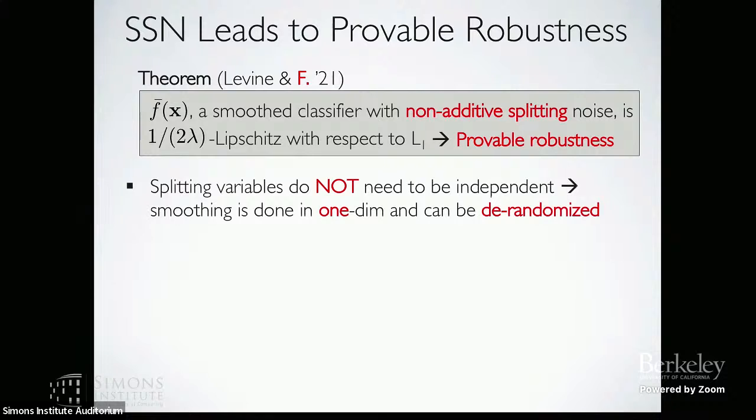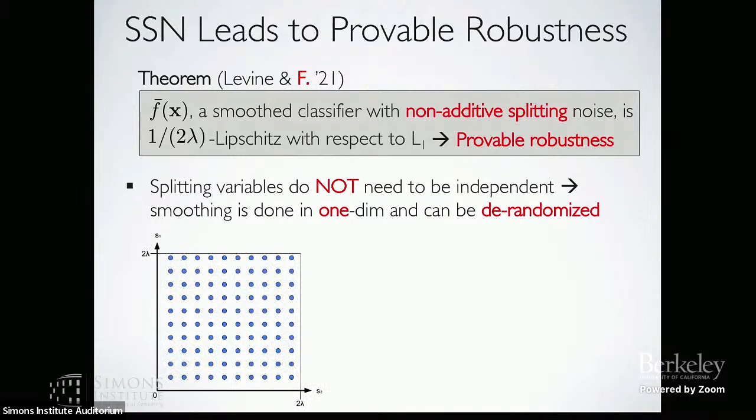But probably more important than this result is the following property. The splitting variables do not need to be independent. Therefore, smoothing can be done effectively in one dimension and can be de-randomized. So what do I mean by that? Suppose we have a two-dimensional problem for simplicity. Let's say we have a discrete problem like image pixel values. So you have two splitting variables, S1 and S2, in order to add quantization noise, splitting noise, to your pixels.